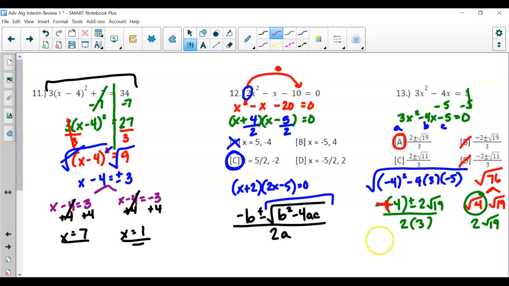So here you've got 4 plus or minus from the positive 2 radical 19 over 6 from 2 times 3. So can we still technically simplify? Yes, because all 3 numbers are even, which means I can divide everything by 2. That's how you get 4 divided by 2, which is 2, 2 divided by 2, which is 1, and 6 divided by 2, which is 3.